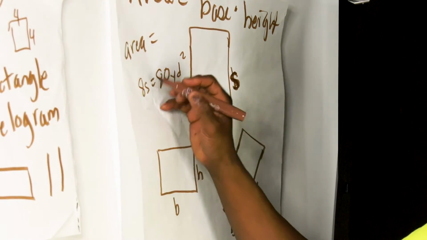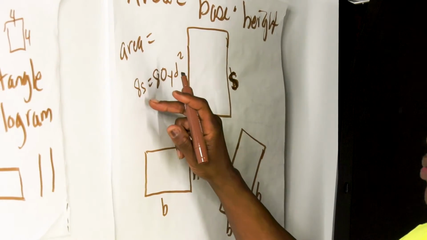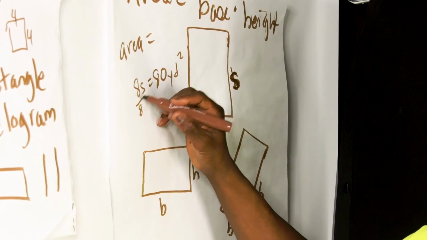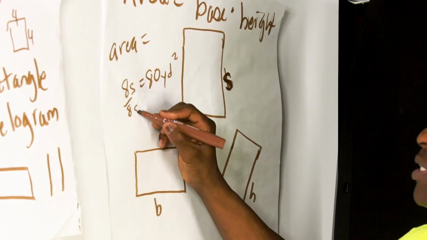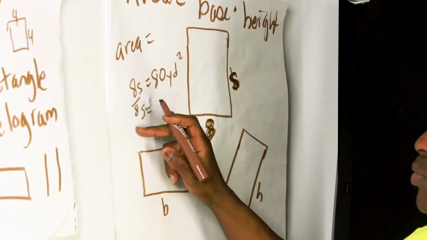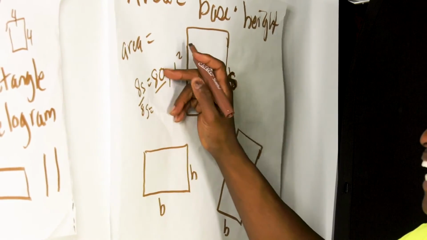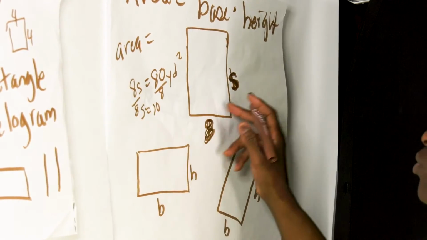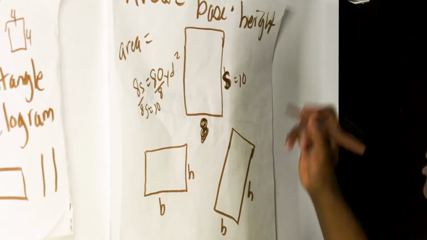So if we want to get rid of this 8, we have to do an inverse operation. The opposite operation of multiplication is division. So we divide 8 over here to cancel this out to give us s. So what we do on this side, we have to do on this side. So when we divide 80 by 8, it gives us 10. So we know then that s is equal to 10.